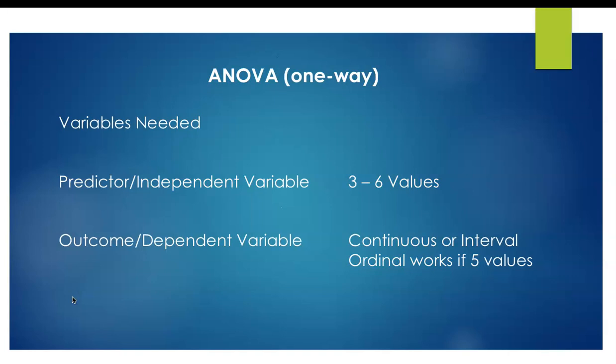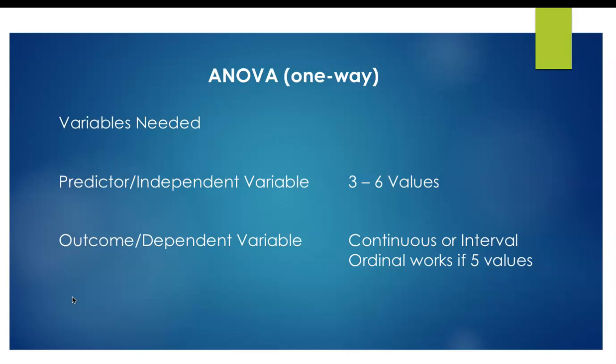When you do an ANOVA, you need two types of variables. One has separate categories. They could be ordinal or they could be nominal. You need at least three. And once you get to six, and six is kind of a high number, you need a really big sample for that. Getting beyond five, it gets kind of tough. Six is possible.